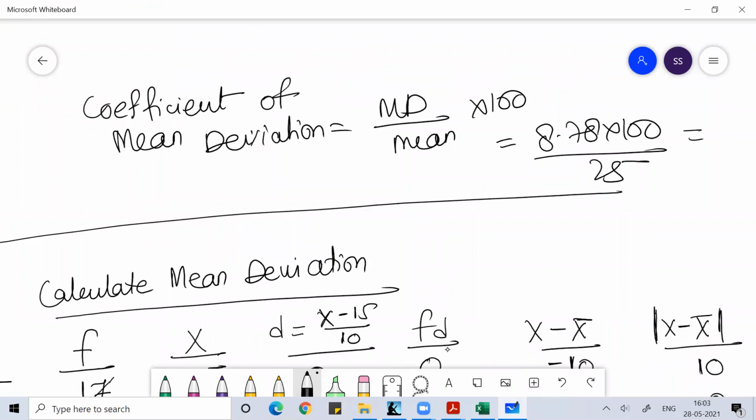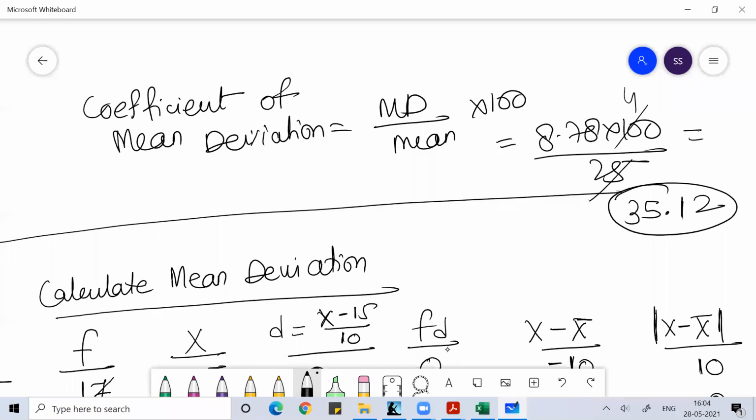The coefficient of mean deviation is 878 by 25. 8.78, this is 25. This is 8 twenty-fives are 32... 3 carry, 31, 3 carry, 35.12. That is your coefficient of mean deviation. I hope you understood the concept of coefficient of mean deviation.